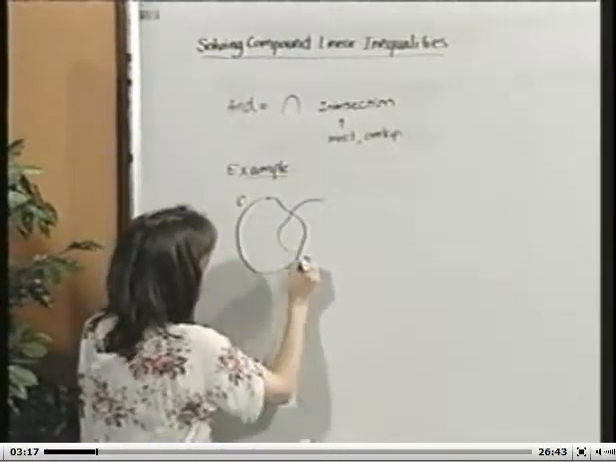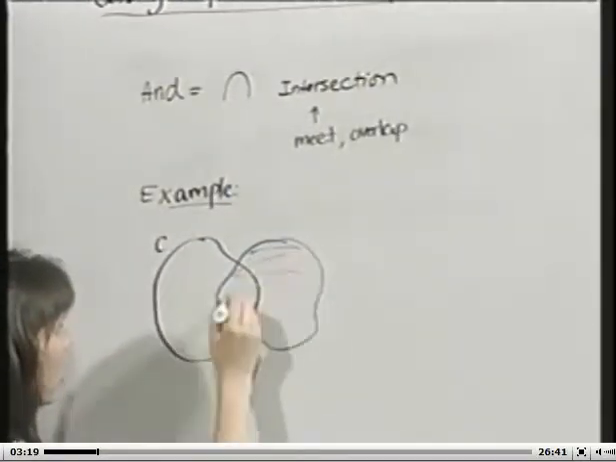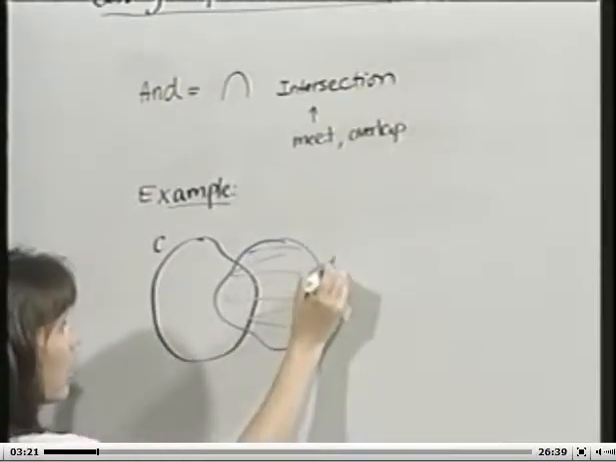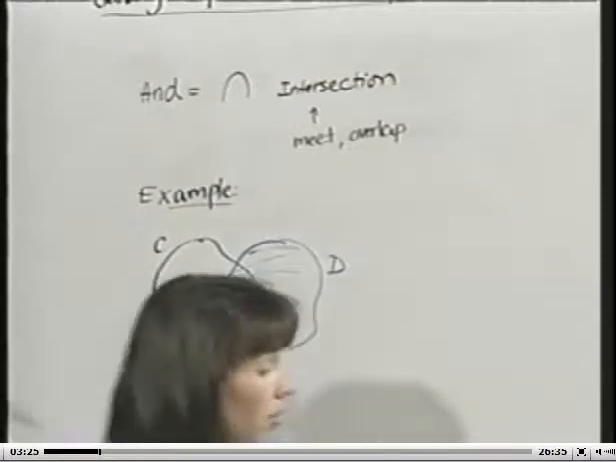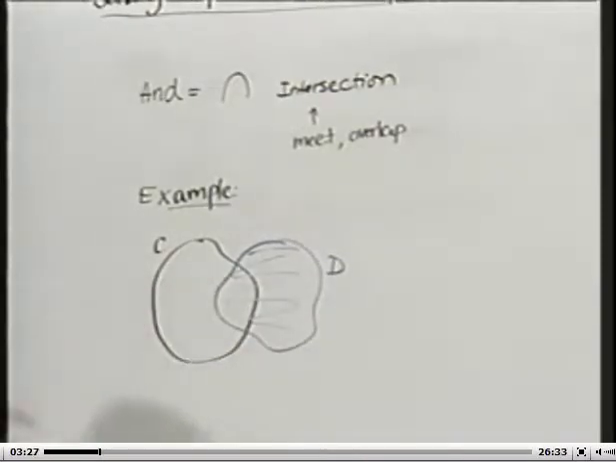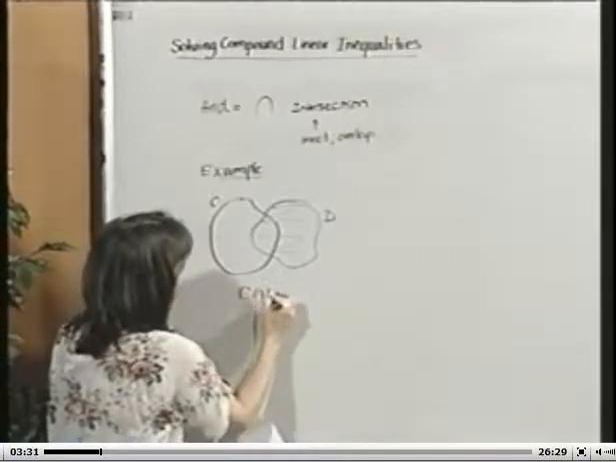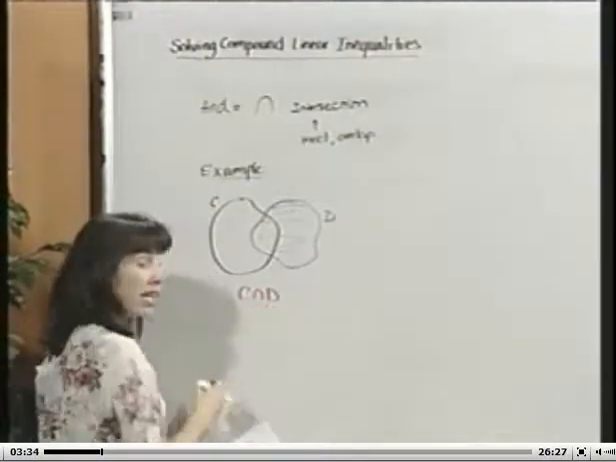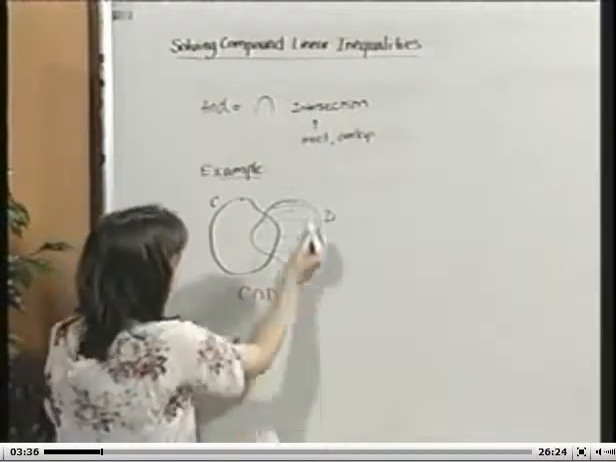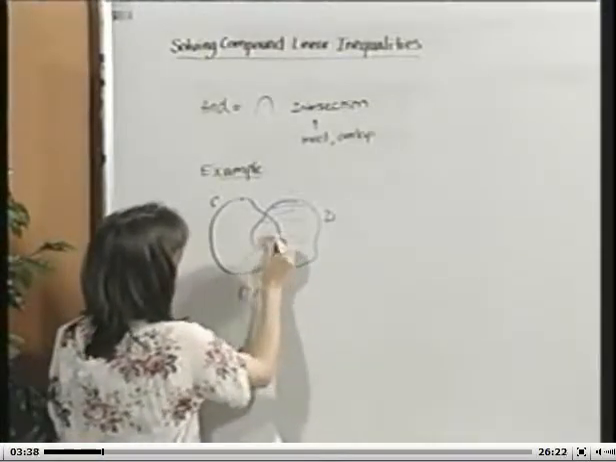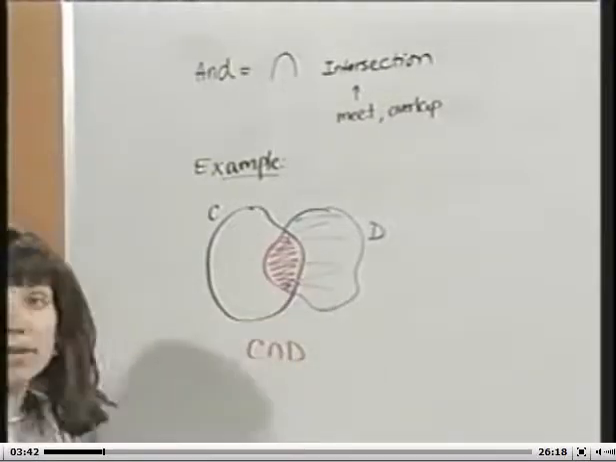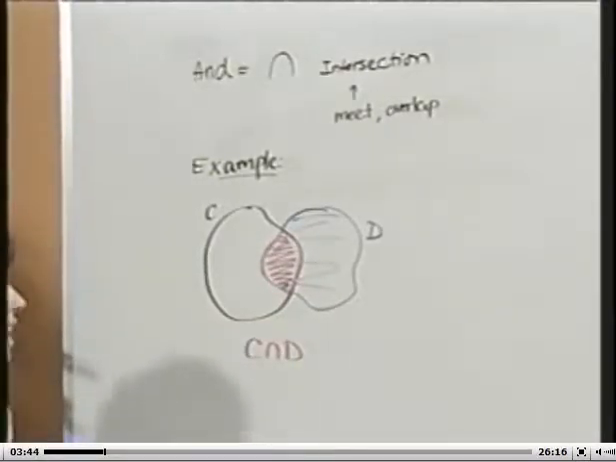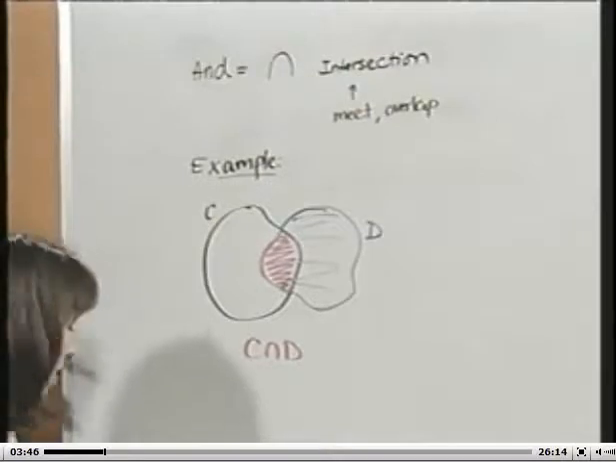And so D consists of everything that's in D. C consists of everything that's in C. And my question is, what is C intersect D? Where would be the place where both sets meet or overlap? Well, C and D overlap right here. Do you see that? It's where they overlap and where they meet. That would be the intersection of these two sets, where they overlap.